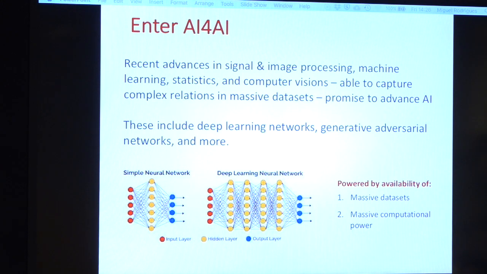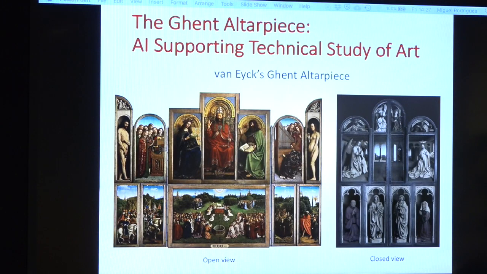many of these algorithms. So what I'll be showing next is a series of problems that we have been working on, and some of my collaborators have been working on too, on how to use advances in artificial intelligence, from deep learning to many others, to try to address emerging problems in art investigation. Now, the first one I would like to show relates to AI supporting the technical study of art.